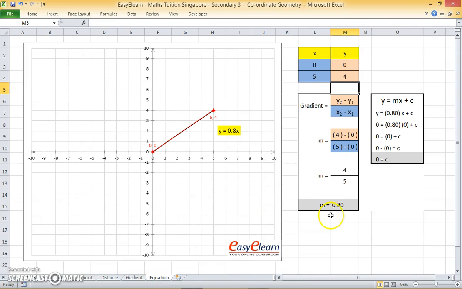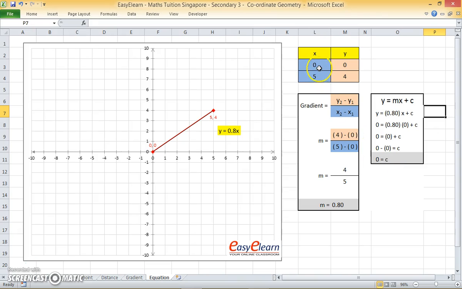In this example, the gradient is 0.8. The equation of a straight line is always y equals mx plus c. M being the gradient, here 0.8, you can substitute this point (0, 0). The x value is 0, the y value is also 0. When you substitute, you will find c equals 0.